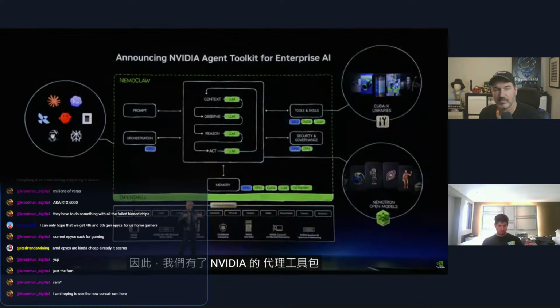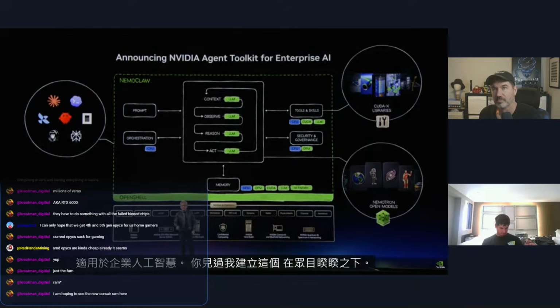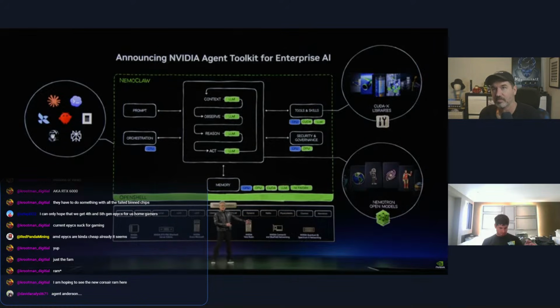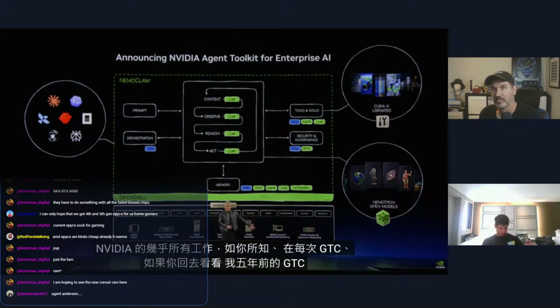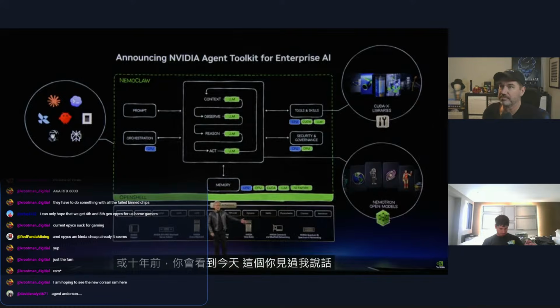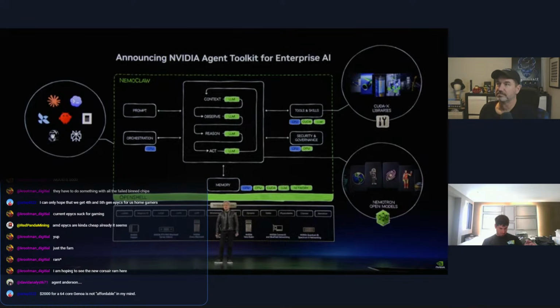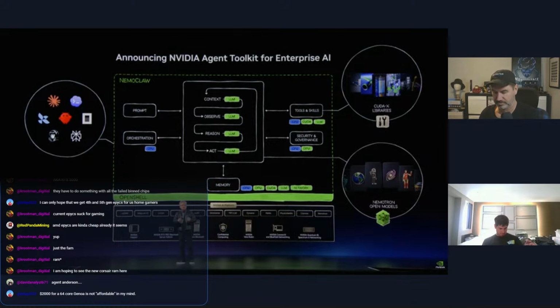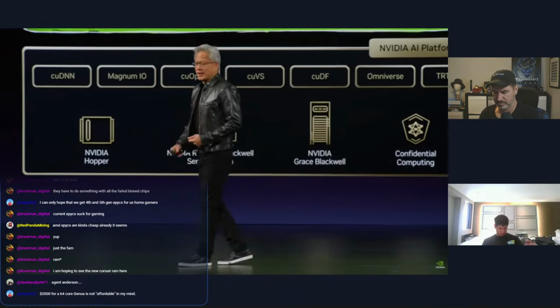You've seen me build this in plain sight. Almost everything that NVIDIA does, as you know, at every GTC, if you go back and look at my GTC 5 years ago or 10 years ago, you will see today. This you've seen me talking about for several years now, because we've been building for this moment. There are 4 things that companies need in order to build agents as a service or build agents to operate.